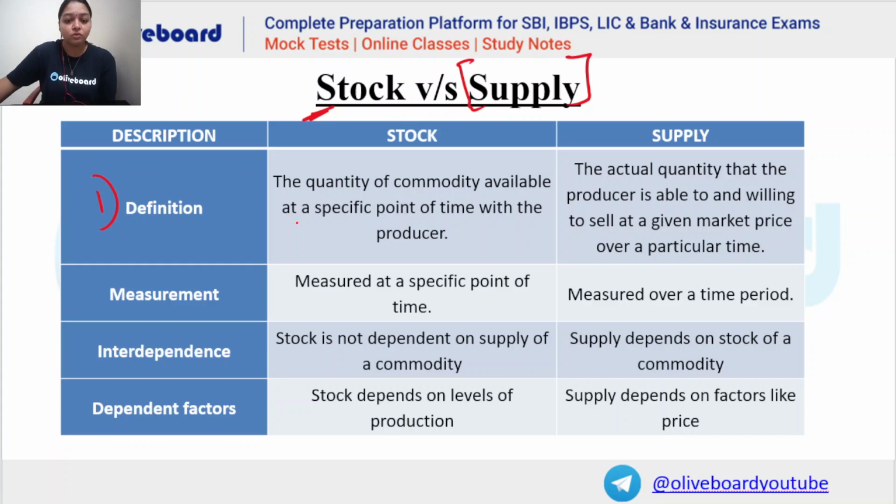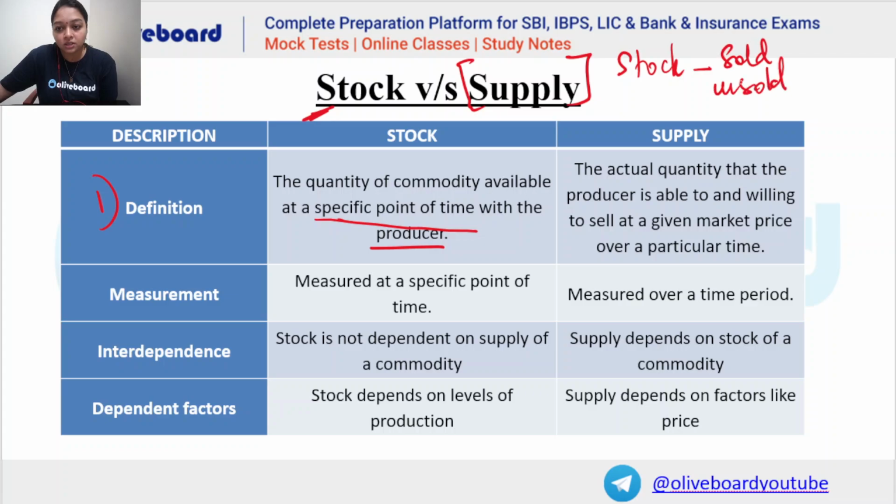When we talk about stock, we are talking about the quantity of commodity available at a specific point of time with the producer. That is how much quantity of a product is altogether available with the producer at a specific point of time. I think you can't see, so let me write it this side. This stock will include what is being sold and what is going unsold and sitting in the warehouse, or what is being hoarded or stored or anything like that. So both of these together will be stock, right?